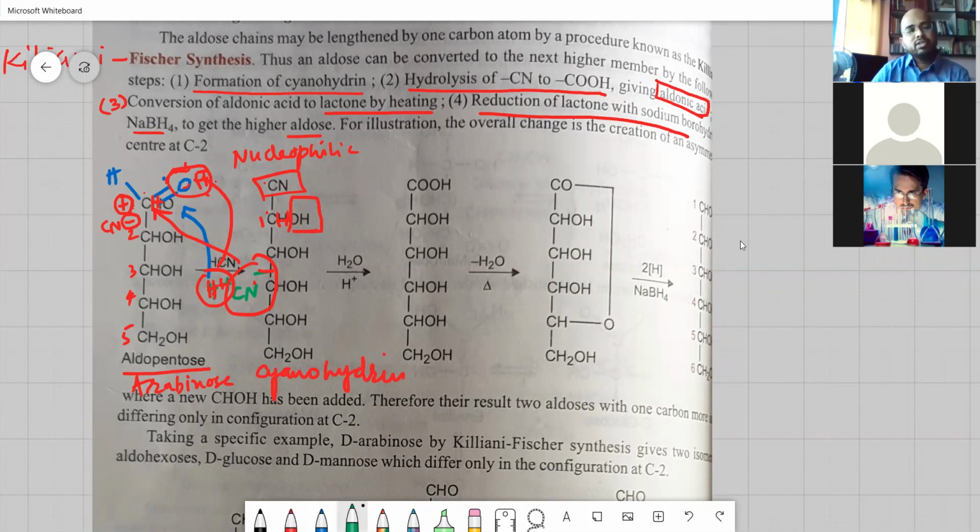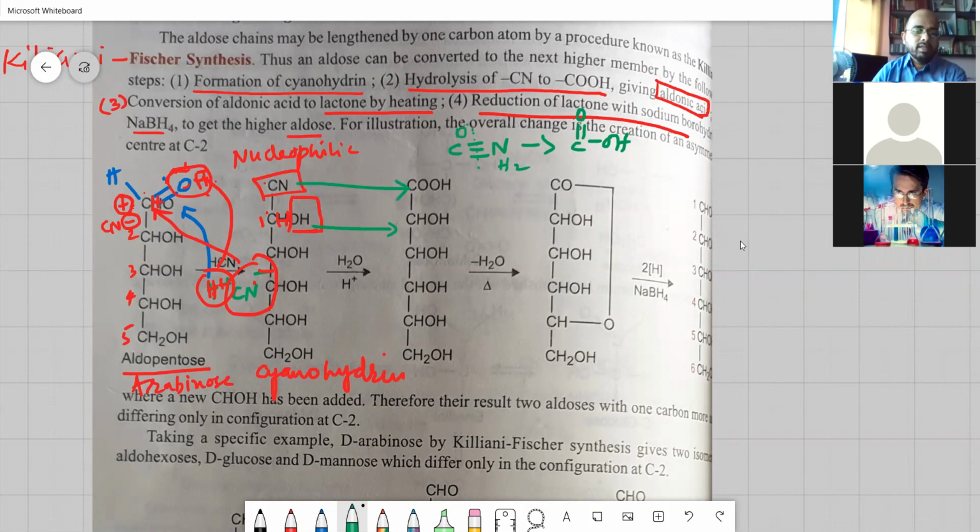Now you do a hydrolysis. In the hydrolysis, usually what happens is C triple bond N is converted into C double bond O or COOH. It breaks and H2O goes in, and it changes to COOH. This CHOH remains as it is, and this CN changes to COOH.